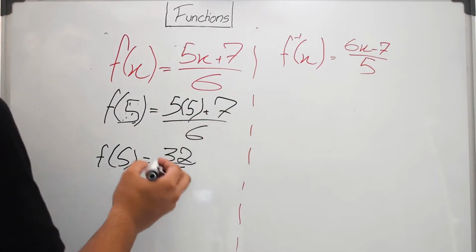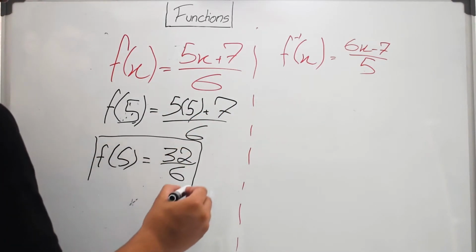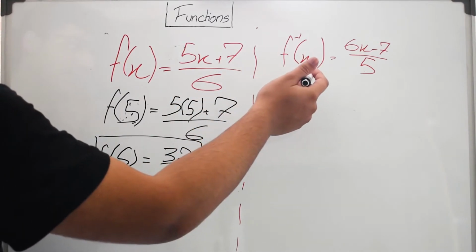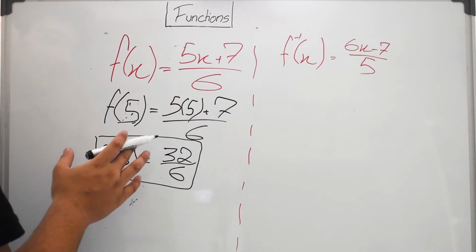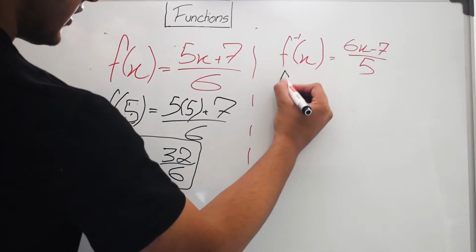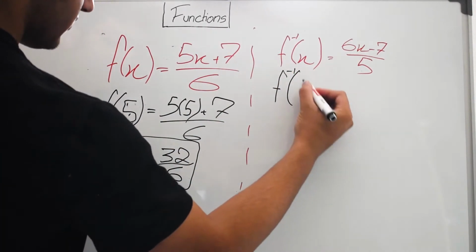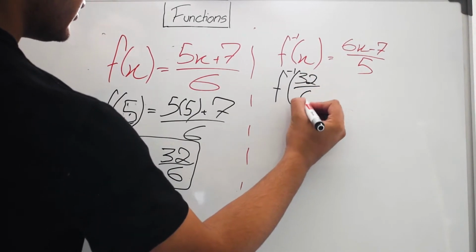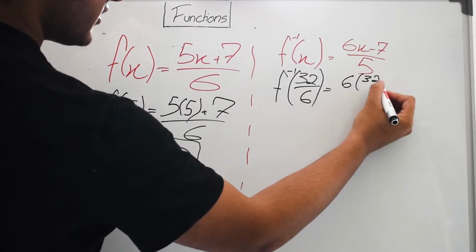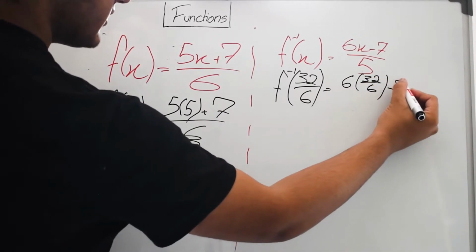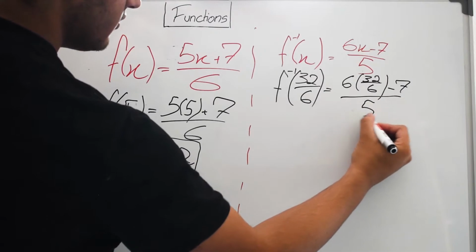Next, now that this is the answer, let's put it back in the inverse function. So we should get 5. Technically speaking, we should get 5. Now let's try it. Let's put 32 over 6, the answer, in: 6 into 32 over 6 minus 7 over 5.